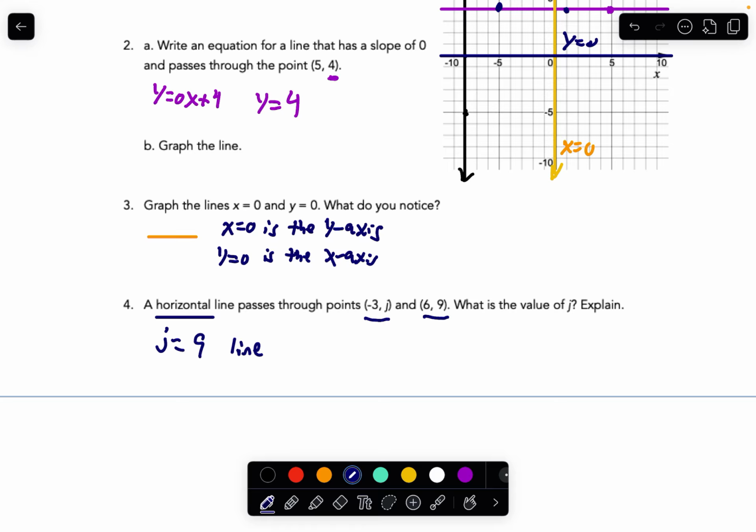Line is horizontal, which means y is constant. Okay, and there you go.